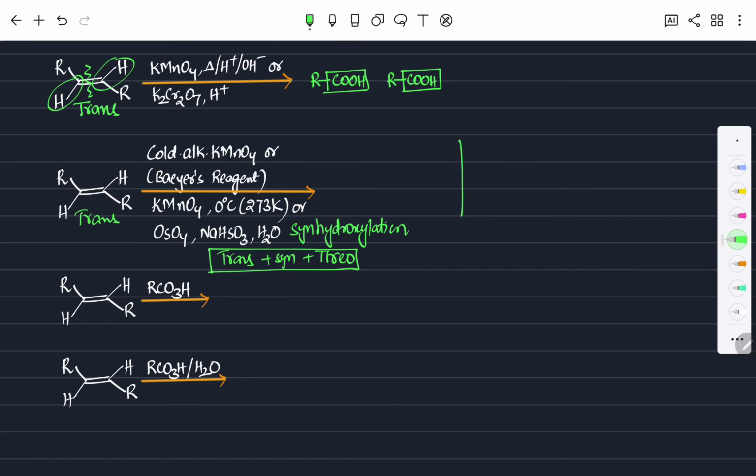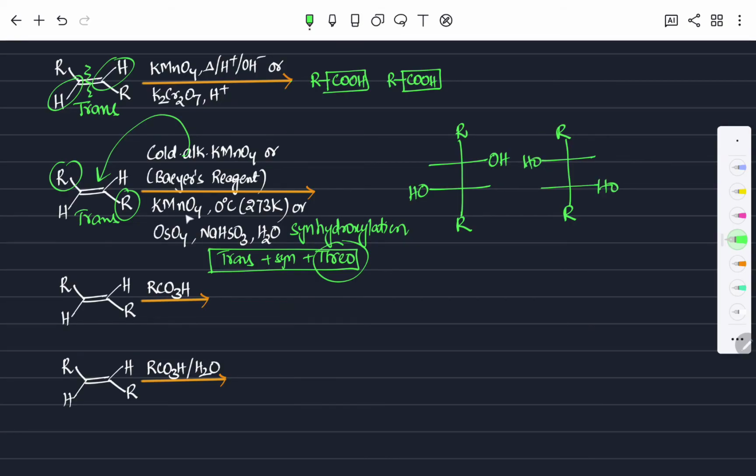So how to write the threo type of compound? These two groups in the vertical position. Threo means opposite. Suppose this product is formed because of above the plane attack, and this product will be formed because of below the plane attack. If one compound is formed above the plane, for below the plane take the mirror image. And the remaining carbons have hydrogen groups.